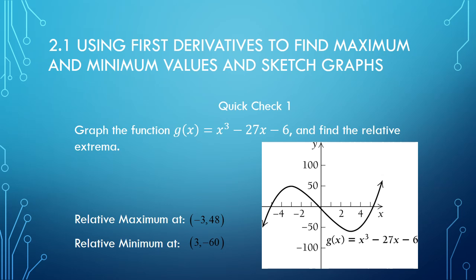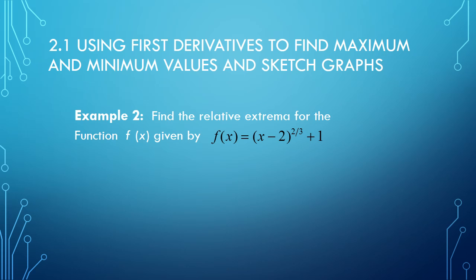So you can see there's the graph of the function, and you should have gotten a relative maximum at negative 348 and a relative minimum at positive 360. All right, now try to find the relative extremes for this function. Pause the recording, give it a try, and resume to check your answer. And then sketch the graph.